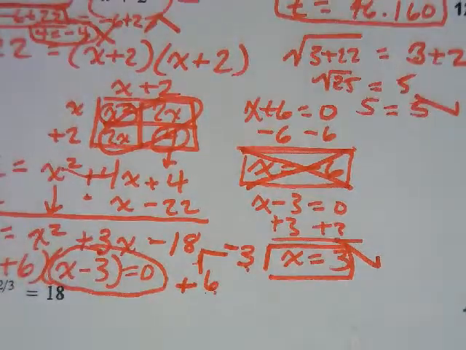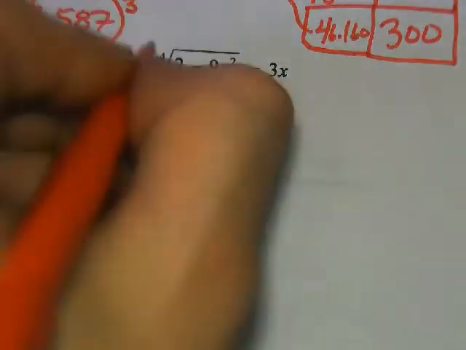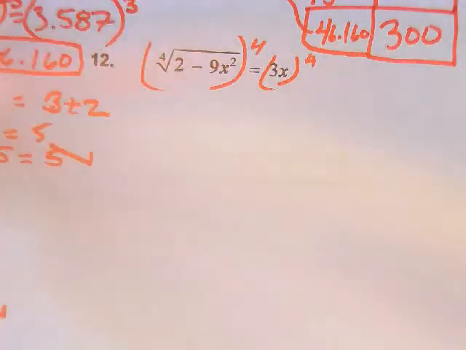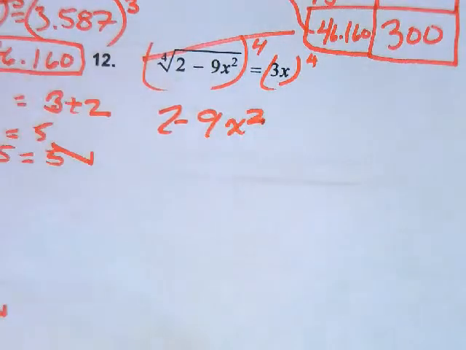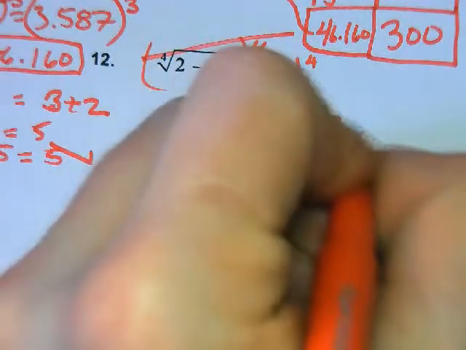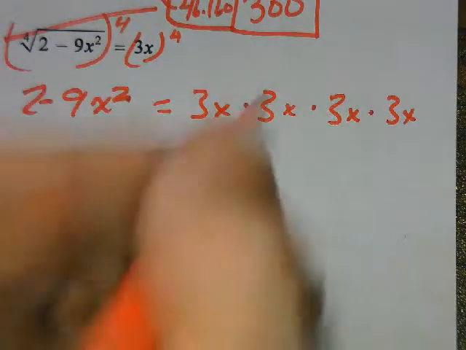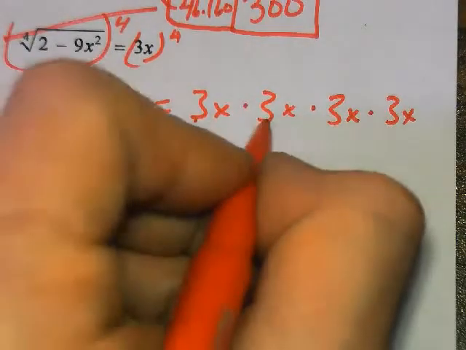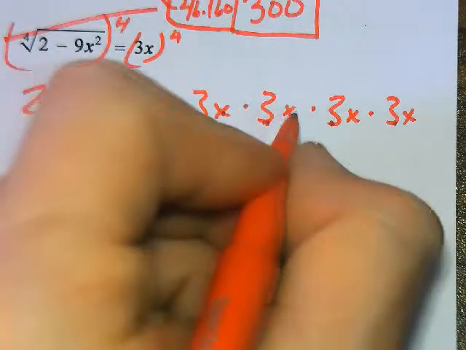We can try the same step over here. We can raise everything to the 4th power to get this to cancel, and we get 2 minus 9x squared. Then we have 3x to the 4th power. So 3x times 3x times 3x times 3x. 3 times 3 is 9. 9 times 3 is 27. 27 times 3 is 81. And x times x is x squared. X squared times x is x cubed. Times x is x to the 4th.